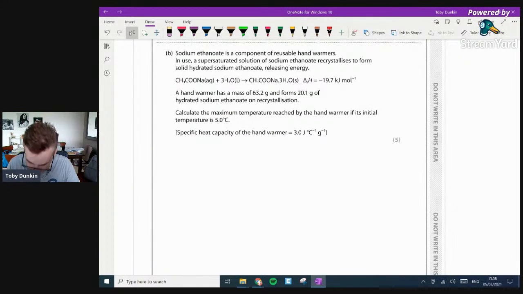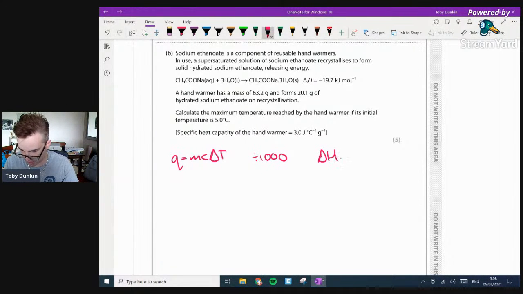Oh my God. So calorimetry all over the place. So number one, Q equals mcΔT. Step number two, divide by 1,000. What's ΔH? Who knows? I don't know. ΔH equals Q over n.